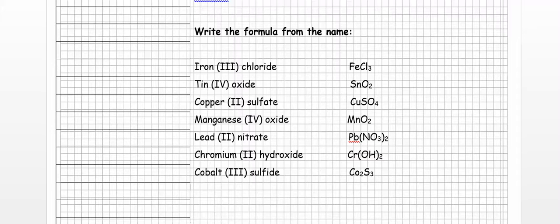Next is cobalt 3 sulfide. Remember, the cobalt now has a charge of +3. Sulfur has a charge of -2. When I do the switch, I get Co2S3, just like that.